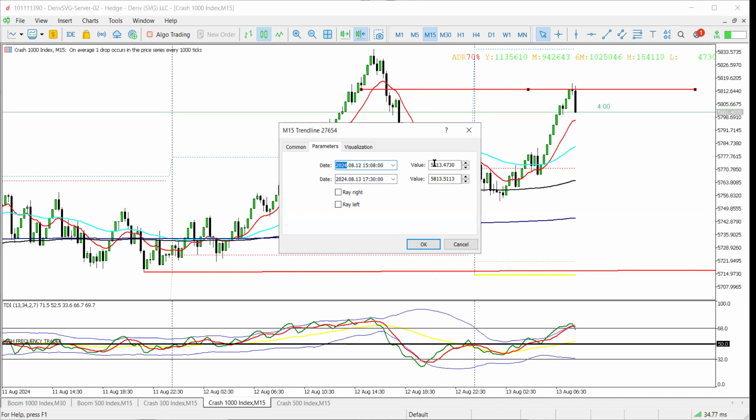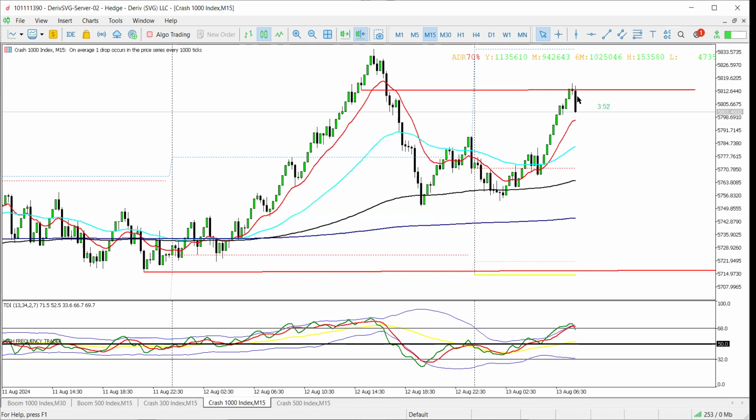Okay, all right. So I'm just going to make this price point exact. So this order block is at 5813. You can see that's where price is reacting. So you could have attacked this with the sell limit.